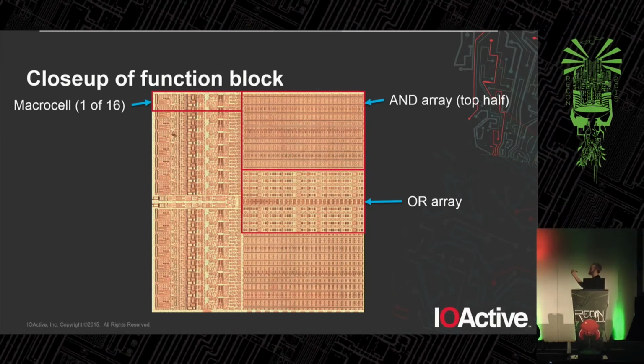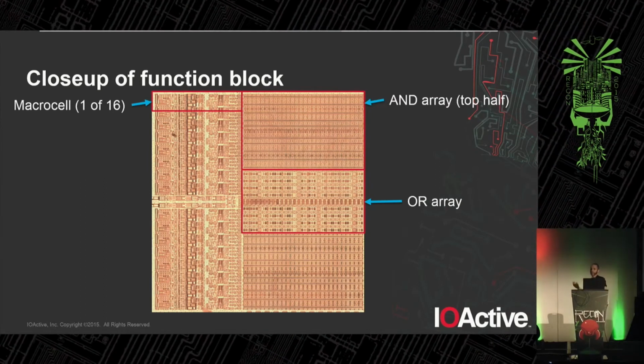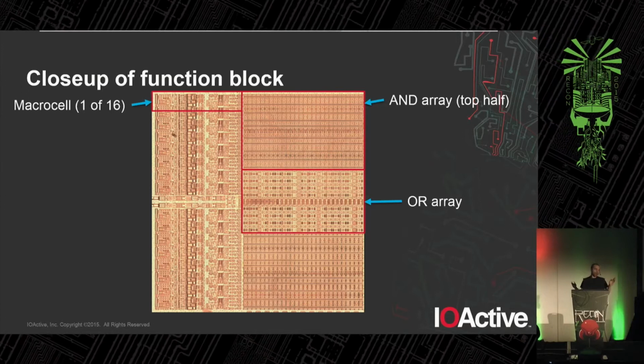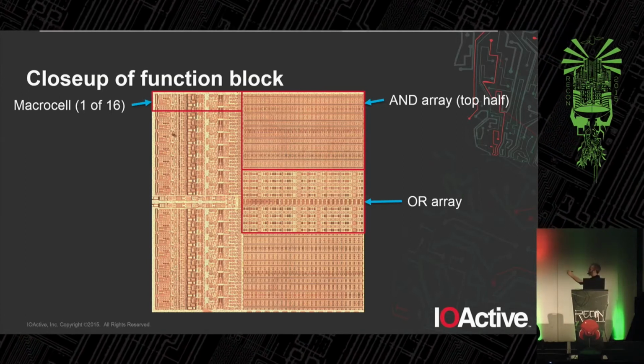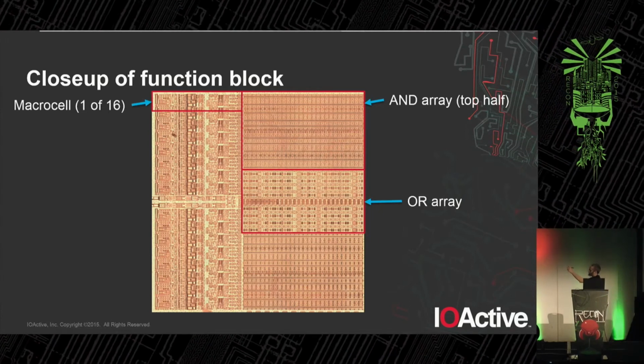So there is 16-wide symmetry here, 16 identical copies of this. Just by looking at this, we can be pretty sure we're looking at the macrocells. Then we see some structures up here and here. This looks symmetric, this looks symmetric. This looks symmetric but different.